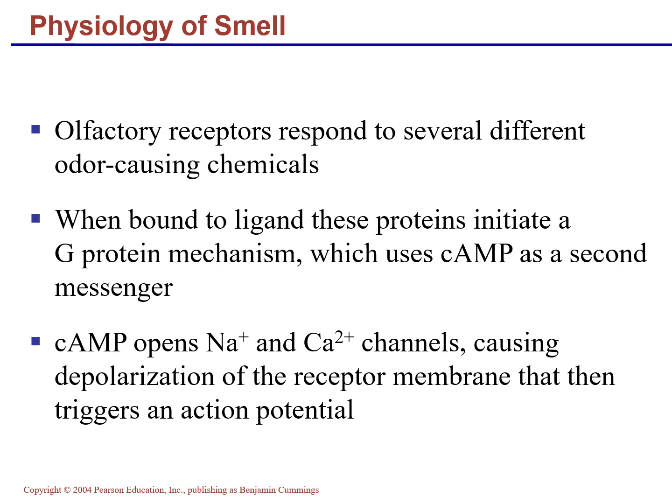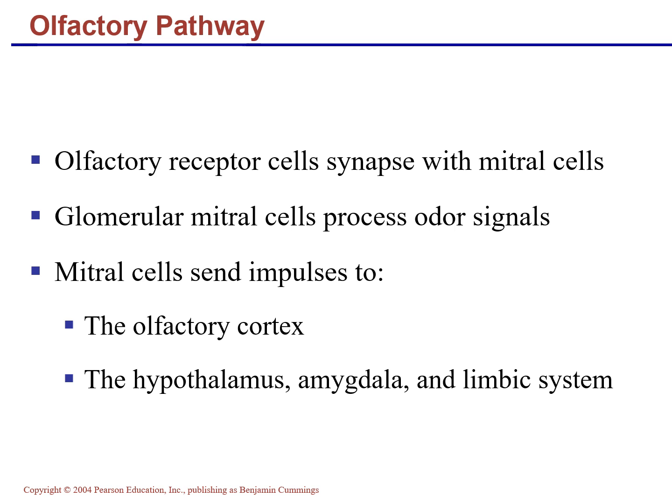So the G protein cascade is triggered, which means you trigger a protein that triggers a protein that triggers a protein, which finally makes cyclic AMP. We go from ADP, and we take off a phosphate and we get cyclic AMP. The reason it's cyclic is we just go back and forth between ADP and AMP. But that's cyclic adenosine monophosphate as a second messenger. The cyclic adenosine monophosphate opens sodium and calcium channels, causing depolarization of the receptor membrane that then triggers an action potential, just like in any nerve system. So the olfactory receptor cells synapse with the mitral cells. Remember, the olfactory receptor cells are bipolar.